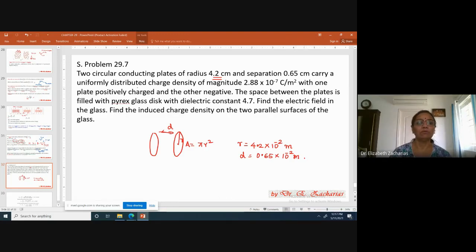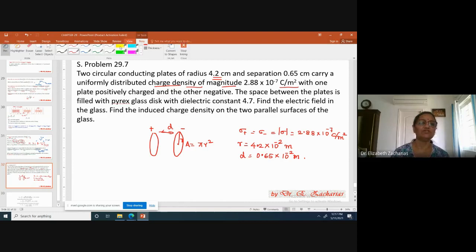Now, they carry equal and opposite charges. Let us say one is positively charged and the other is negatively charged, and sigma plus is equal to sigma minus, equal to modulus of sigma. Sigma means, I'm not talking of conductivity here, please. Sigma means surface charge density. Surface charge density is 2.88 into 10 to the power of minus 7 coulomb per meter square. One is positively charged, the other is negatively charged.